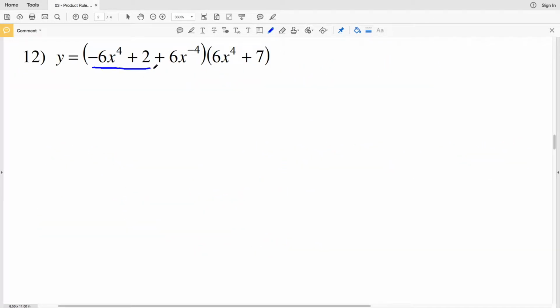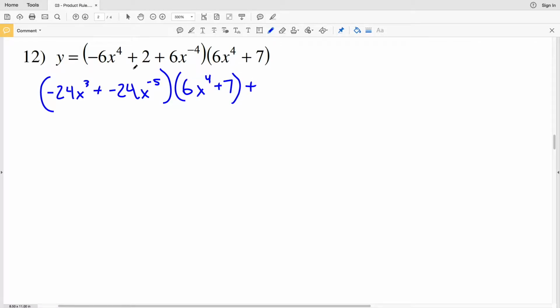So in number 12, the derivative of the polynomial times the binomial plus the polynomial times the derivative of the binomial. So this is going to be negative 6x to the 4th. I'm going to take the derivative of that to get negative 24x to the 4 minus 1, which is x cubed. The derivative of 2 is 0, and the derivative of 6x to the negative fourth is negative 24x to the negative fifth, because negative 4 minus 1 is negative 5, and negative 4 times 6 is negative 24. So that's the derivative, and then that will be multiplied to 6x to the fourth plus 7.